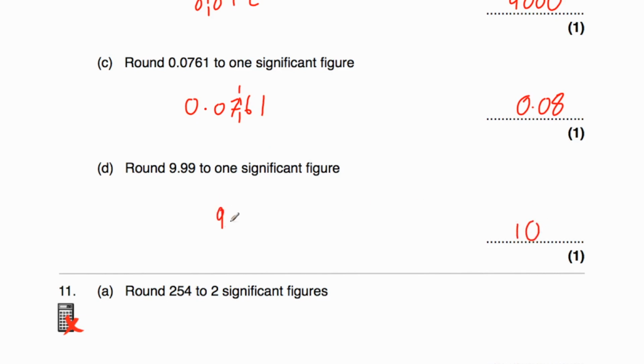Alternatively, we could have written 9.99. We want to have one significant figure. That's one digit followed by zeros. Now, if we look at the second significant figure, the 9, that means we're going to round up. And whenever we round our 9 up, we get 10. So answer would be 10.